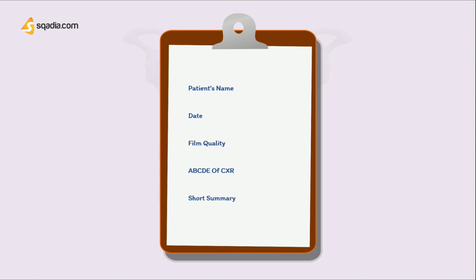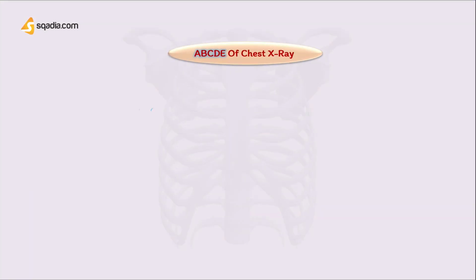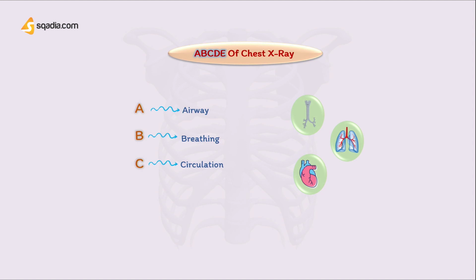Now, what do I mean by the ABCDE of chest X-rays? Well, the A is for the airway, B is for breathing, C is for circulation, D is for disability, and E is for everything else. But we'll get into those in just a minute.